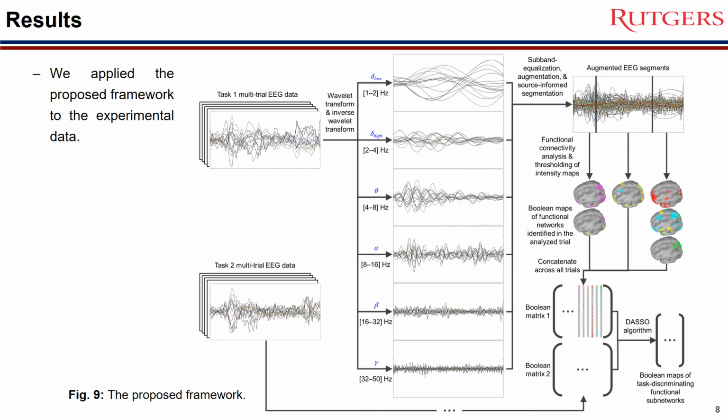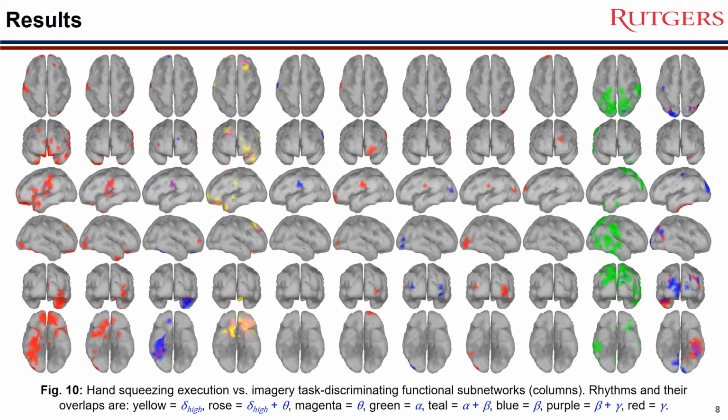Results. We applied the proposed framework to the experimental data and extracted 11 functional subnetworks. The first 9 subnetworks associate more closely with the execution tasks, while the last 2 subnetworks associate more closely with the imagery tasks.